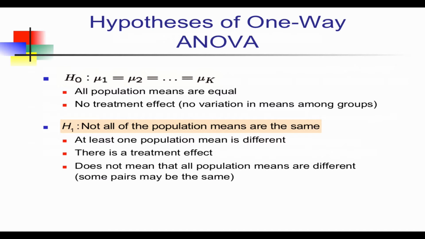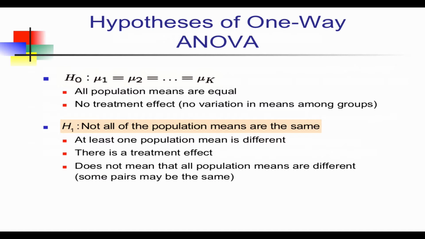If you look into this, it really means that at least one population mean is different. There is at least one mu k or mu i that is different from all the other mu. So this is really a composite alternative hypothesis. In other words, there is a treatment effect, or there is some pair of population means that are different.